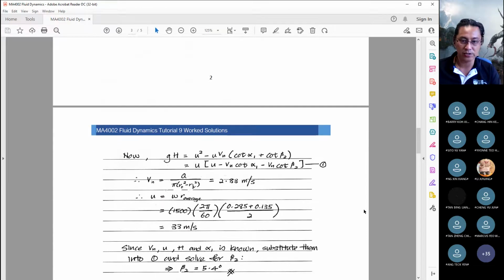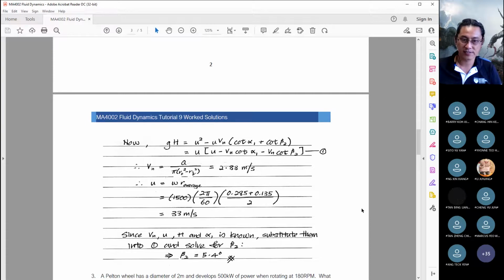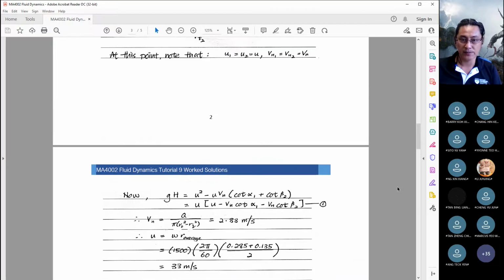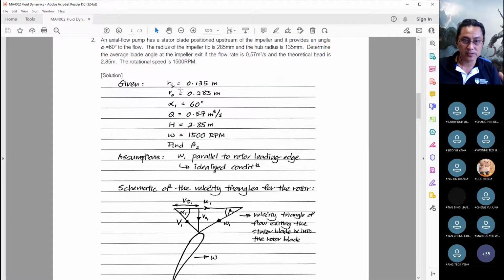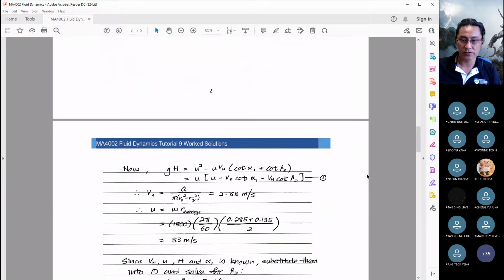Solving this question is actually quite simple procedure-wise. Now, we need to find beta 2. If you go to the lecture slide, there is one equation that will allow us to relate beta 2 with the other flow parameters or geometrical details that we're provided with. That's why I always say it's very useful to list out what you're given, because then and only then will you be able to figure out which formula to use.